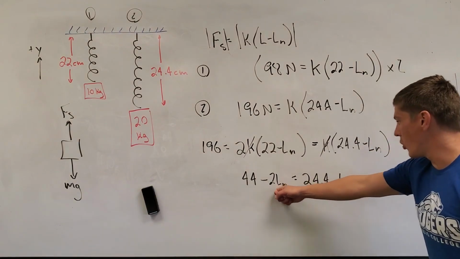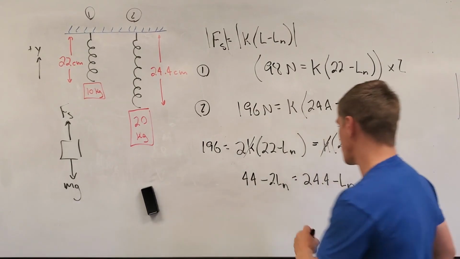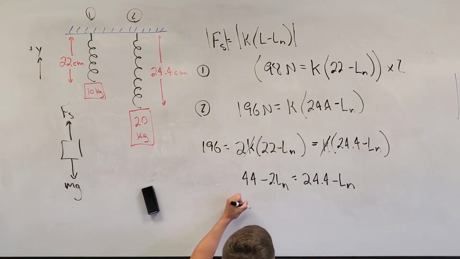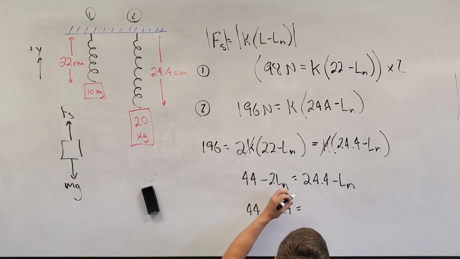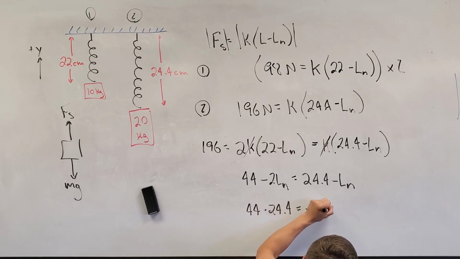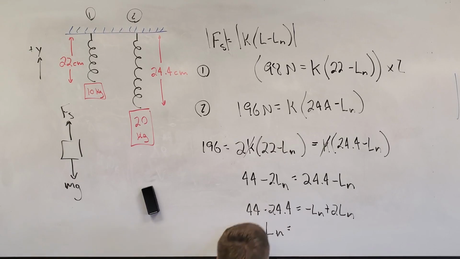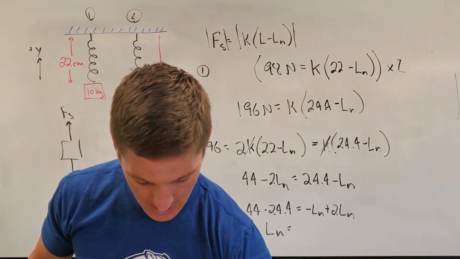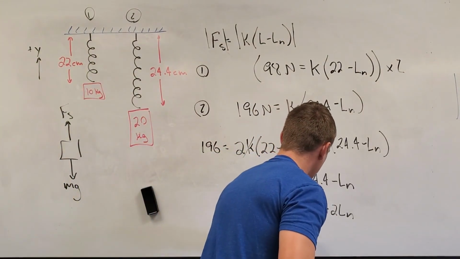So I can move this negative 2 natural length over to the other side of the equation. And I move my 24.4 over to this side of the equation. So I get 44 minus 24.4 is equal to negative natural length plus 2 times the natural length. That tells us that the natural length is just 44 minus 24.4, which when I plug into my calculator, I get 19.6. I get 19.6 centimeters.